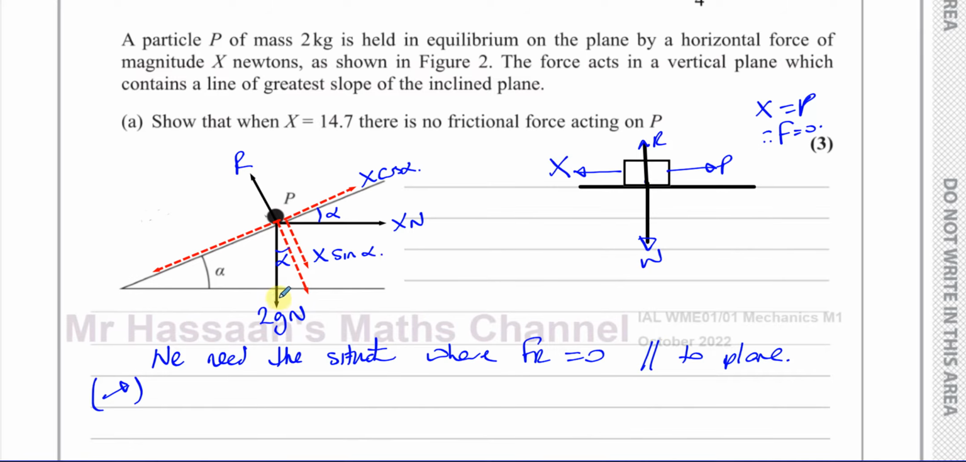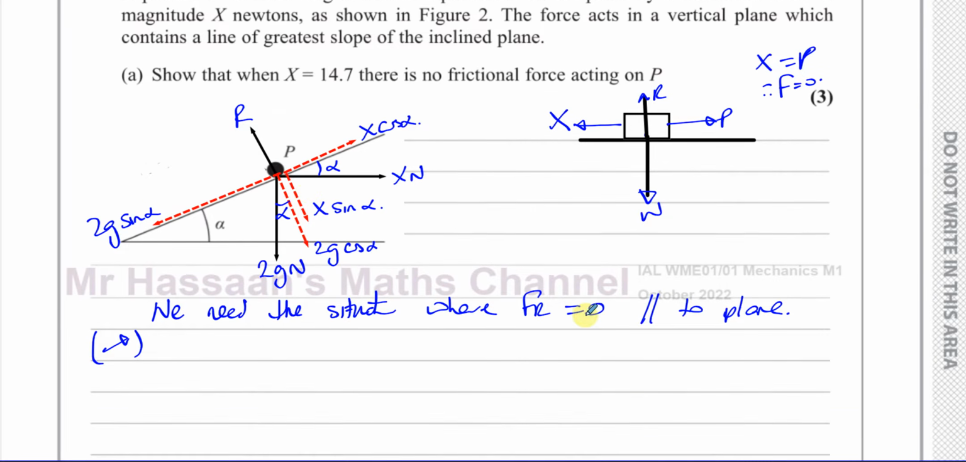And here we have 2g going into the angle. In this case, it will be 2g cosine alpha, because we're looking for the adjacent side. Here it's going away from the angle, and this is 2g times the sine of alpha. Those are the components of these forces, parallel and perpendicular to the plane. So I don't think we need to worry about the perpendicular to the plane here, because we're looking for the situation where the friction is 0. So let's just look at the forces parallel to the plane.